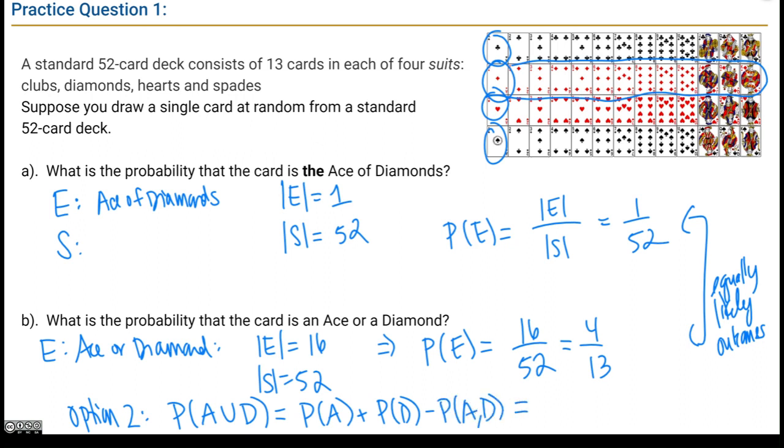And now I can go say, okay, well, how many of my cards are aces? Well, that's 4 out of 52. How many are diamonds? That's 13 out of 52. How many are aces and diamonds? That's only 1 out of 52. And that's how I get back to the same answer. So you could have used either viewpoint here when working on this problem.